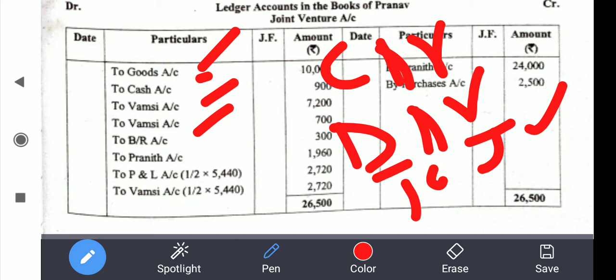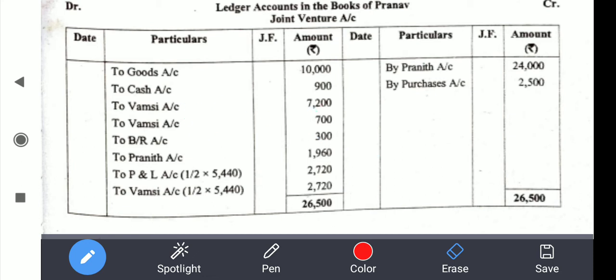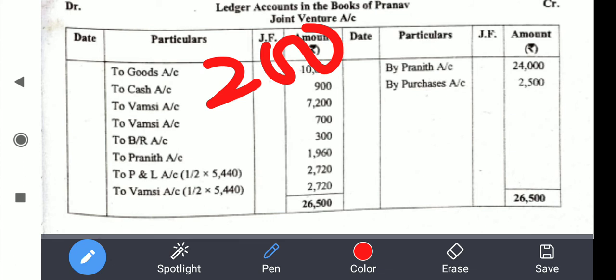One more important is unsold stock. At the time of stock, we have to write stock account debit to joint venture account. Here, how to find out the stock amount? Stock account. So actually, goods supplied by Pranav. How many bales were supplied by Pranav? Here, Pranav supplied 200 bales. And how much goods supplied by Vamshi? First is 200 units by Pranav, and Vamshi also supplied goods, that is 150, total 350.